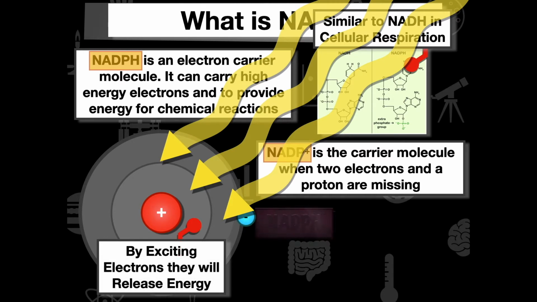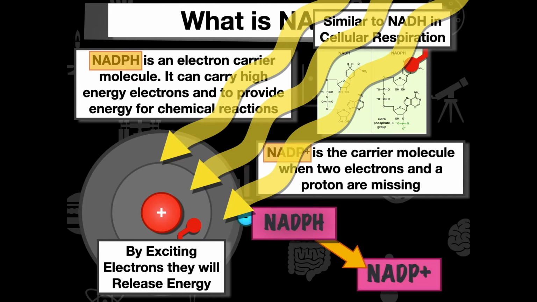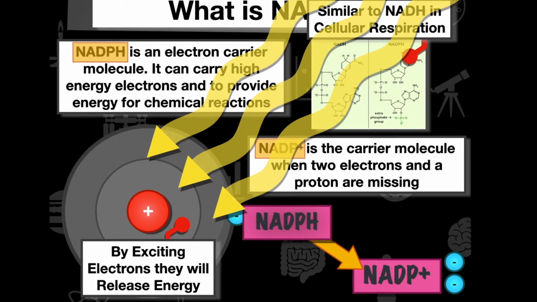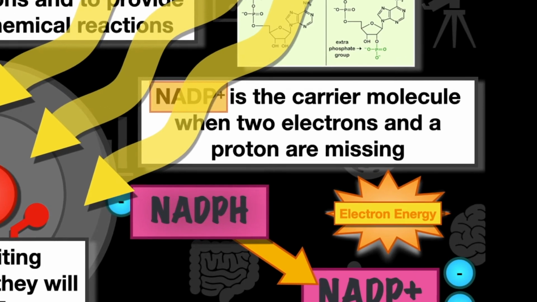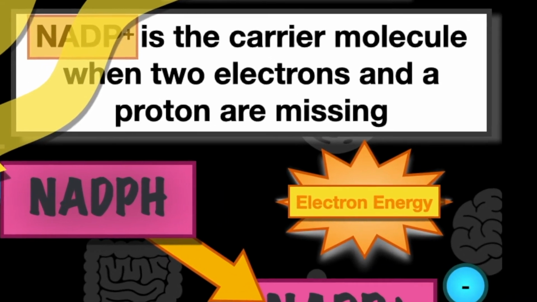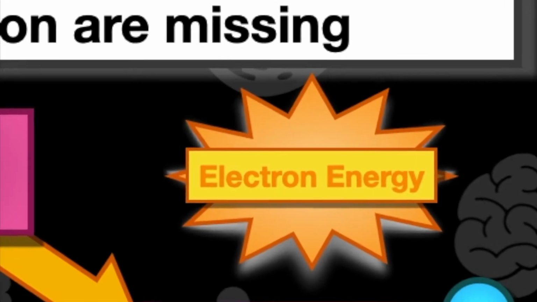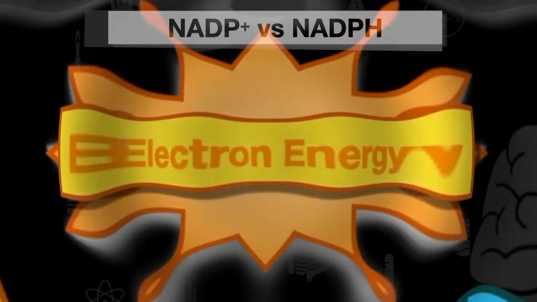And we can use that energy to create concentration gradients to make our ATP synthase function in the case of cellular respiration. Or we can take NADPH and turn it into NADP+ in order to make the Calvin cycle function along with ATP. So these electrons are going to be important because they're going to release energy. We can use the electron energy as they move down from their excited state to get biological functions to occur.